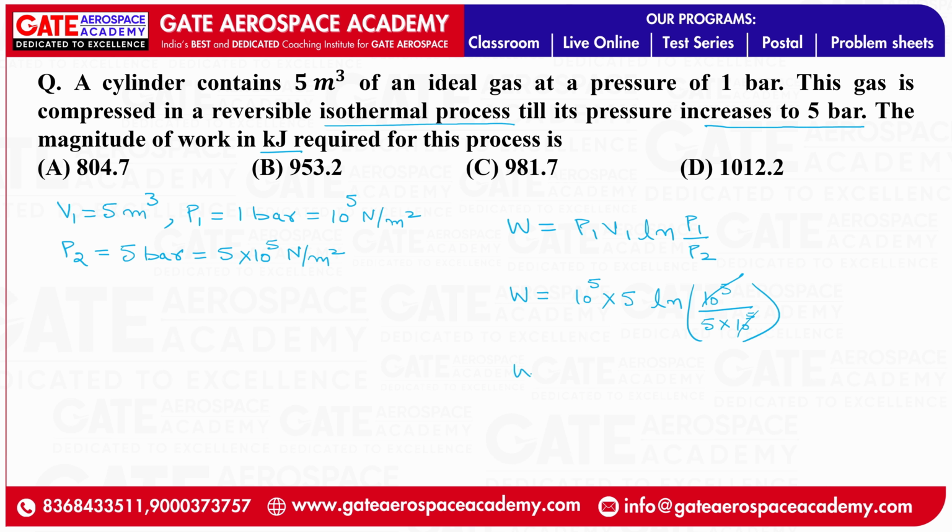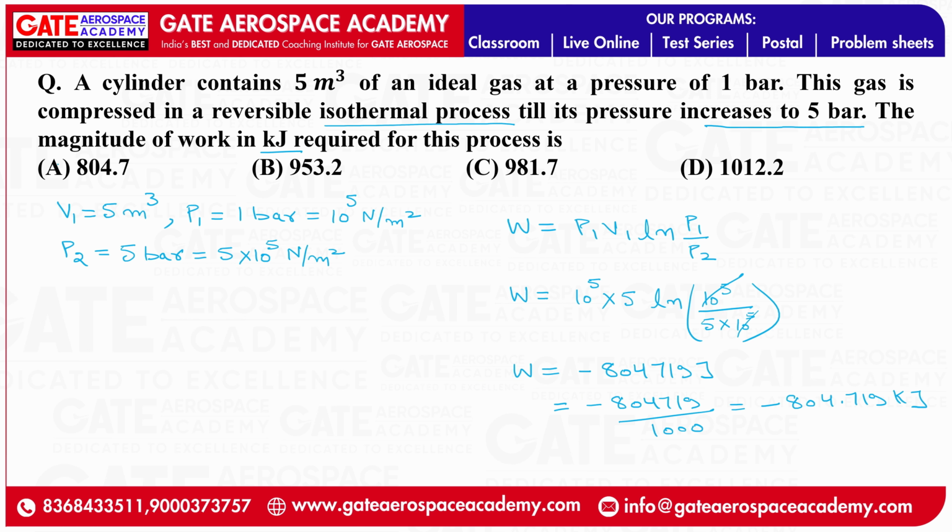We can find out. So after finding out, we will get minus 804719 joule. They are asking in kilojoule, so we have to divide it by 1000. Minus 804719 divided by 1000. So what we will get? Minus 804.719 kilojoule. This will be the answer.